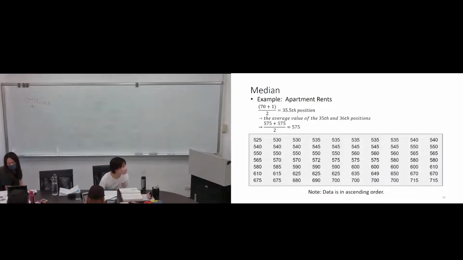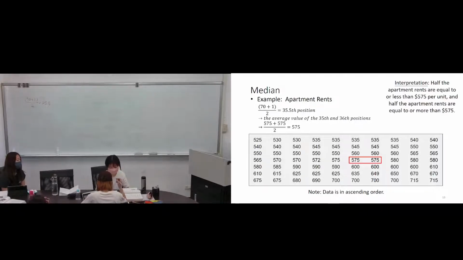Let's find the 35th and 36th. Where are they? For each row, there are 10 observations. So 1, 2, 3, 4, 5. 575. That's the 35th. And the 36th, 575. Because both values are the same, the average is 575.